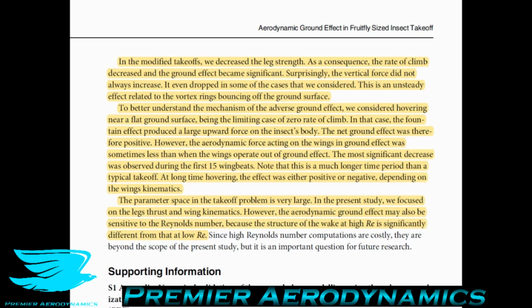So the parameter space in the takeoff problem is very large. In the present study, they focused on the leg thrust and wing kinematics. However, the ground effect may also be sensitive to the Reynolds number, which is really interesting, because the structure of the wake at higher Reynolds number is significantly different from that at a lower Reynolds number. So that means that if you have a bigger insect, or it's taking off with a gust, the ground effect may be different, and that's probably going to be the case when an insect is optimized for its entire lifespan, so not just one small section of flight, unless it's due to hunting or whatever.